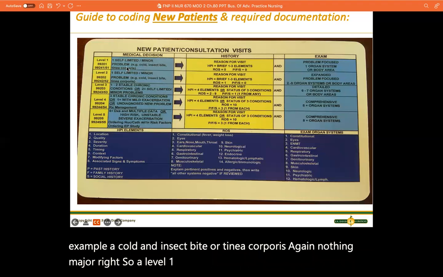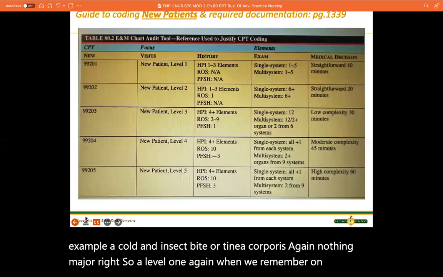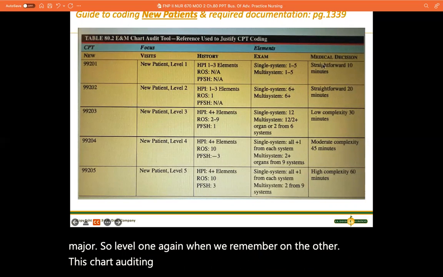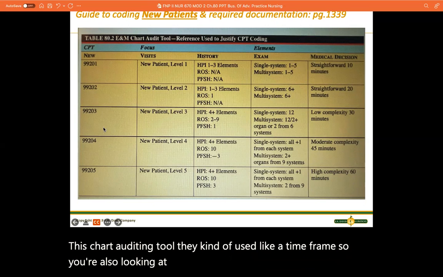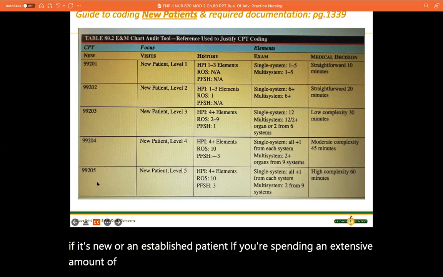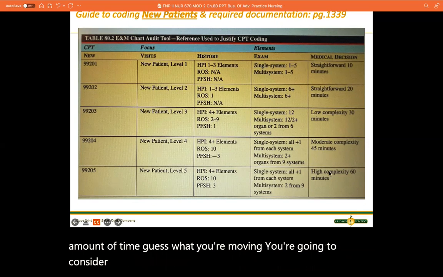Again, remember on this chart auditing tool, they use a time frame. So you're also looking at time in terms of coding. No matter if it's a new or an established patient, if you're spending an extensive amount of time, guess what? You're going to consider moving up into level 4 or 5.